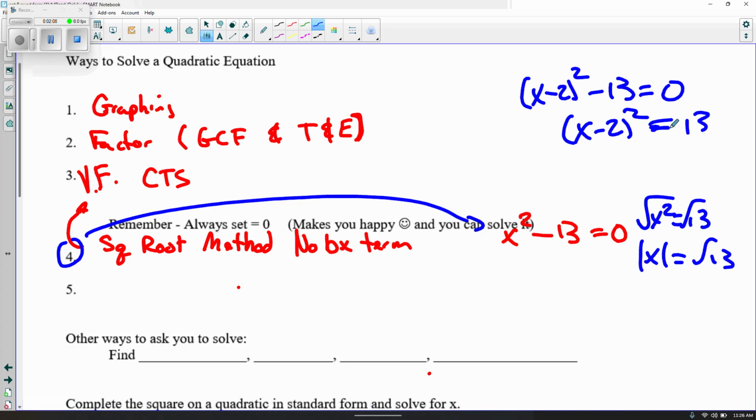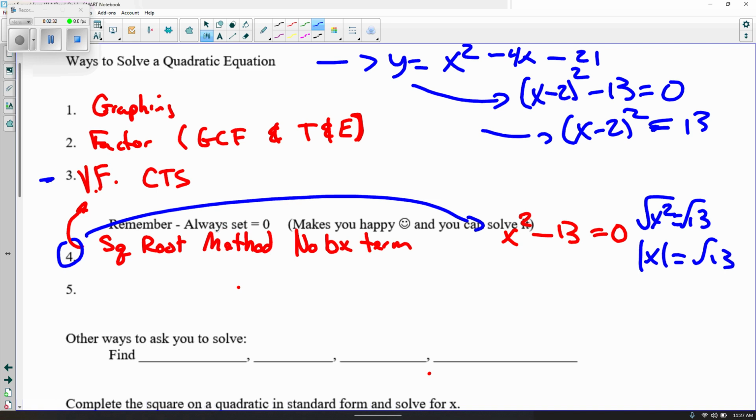There is, however, a difference, because this is really written in standard form as x squared minus 4x minus 21. This is what standard form would look like, and you would have to convert it into vertex form to get to that. That's the difference between number 3 and number 4, just so you guys know. If there's no bx term, then you can go straight to the square root. Okay, that's what they call it.